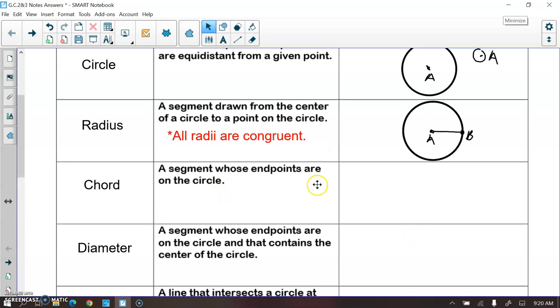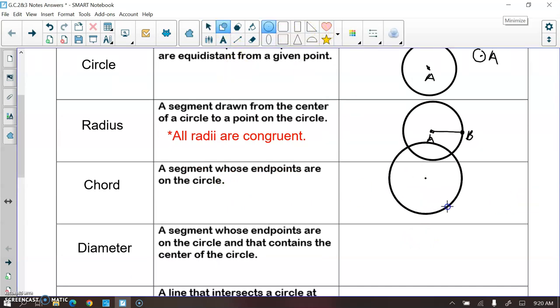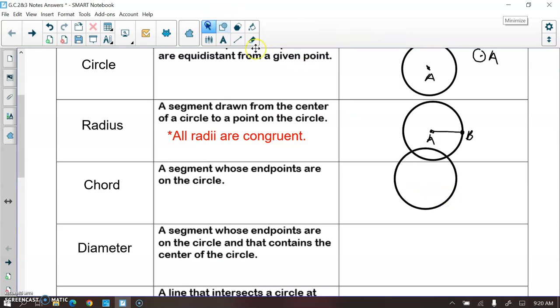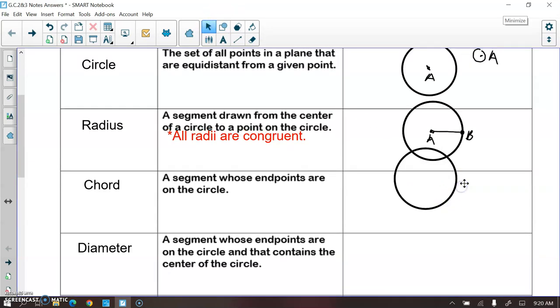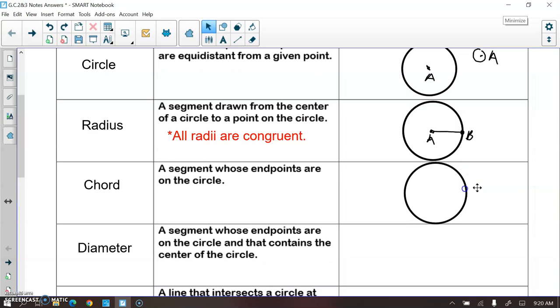A chord is a segment whose endpoints are on the circle. So we have this circle here. And this would be a chord. So both endpoints are on the circle.